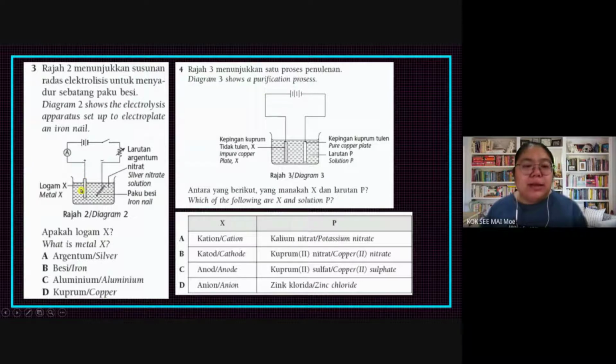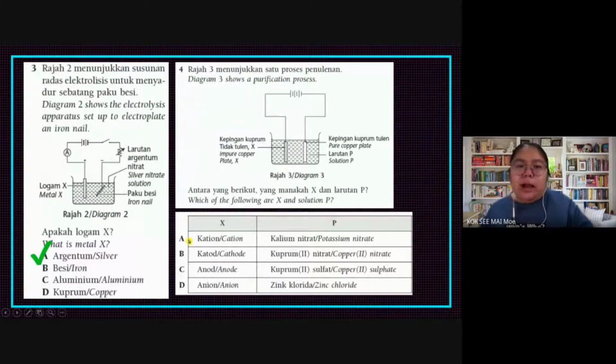So the metal X, you want to let the electron, the ion to come out. So the electrode must be the same material. You see the metal X is silver, then match with the electrolyte. Electrolyte is also silver. So later your nail also gets a silver color. So the answer is silver.